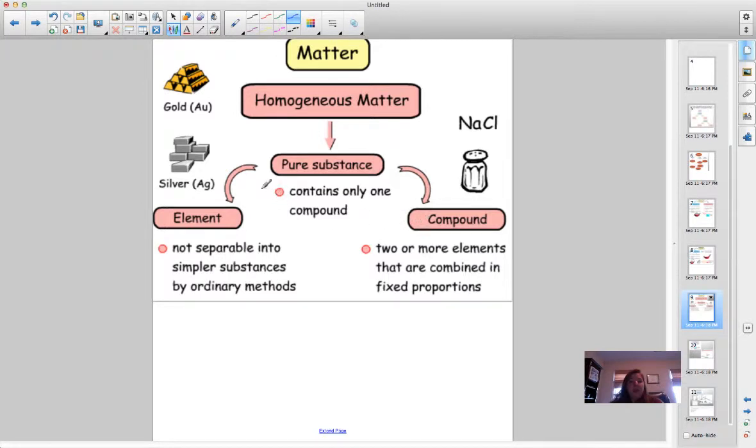So if we're looking at matter as homogeneous matter, what we were talking about earlier on the concept map going down that pure substance line, right here, pure substances, we know that it could either be an element or a compound. If it's an element, it means it's not allowed to be separated into simpler substances, at least not by ordinary methods. If you can take two or more elements that are combined in fixed proportions, that's what's considered a compound, and they can be further divided by chemical means.